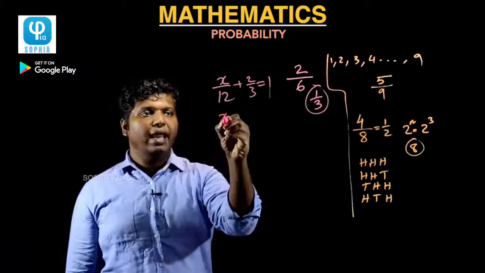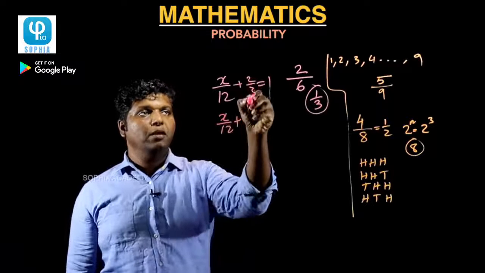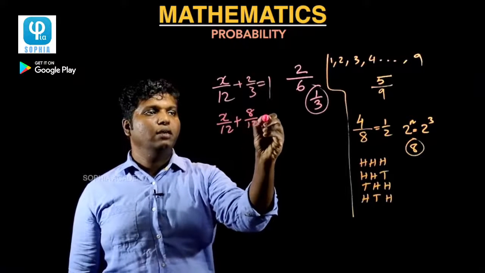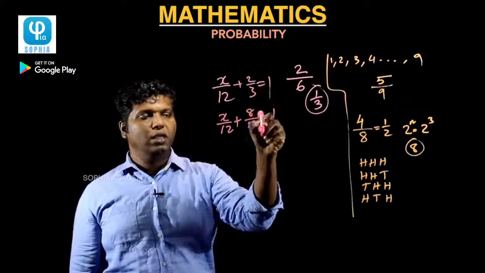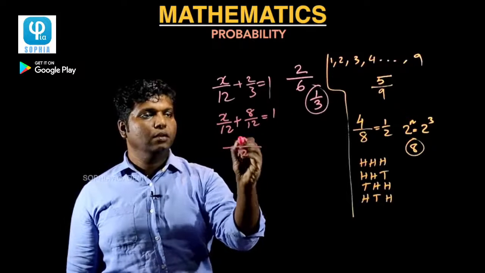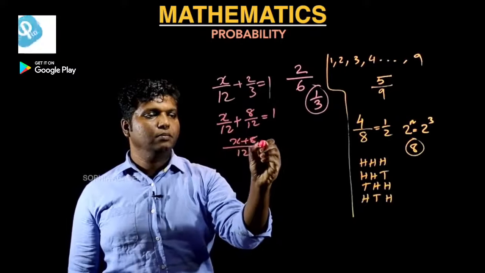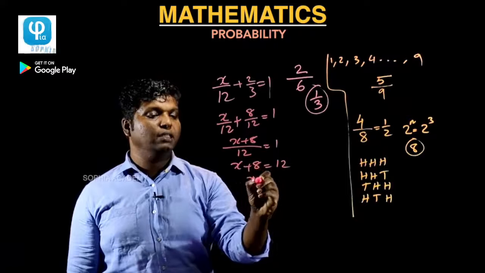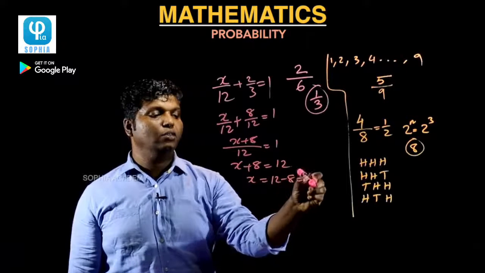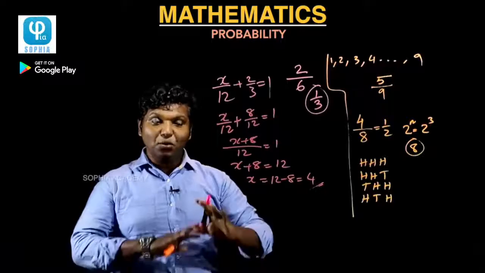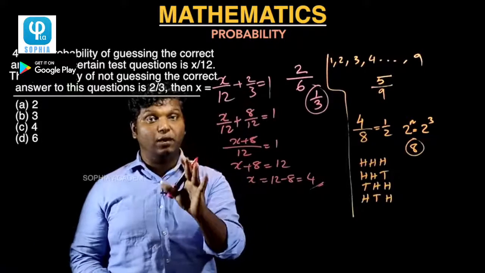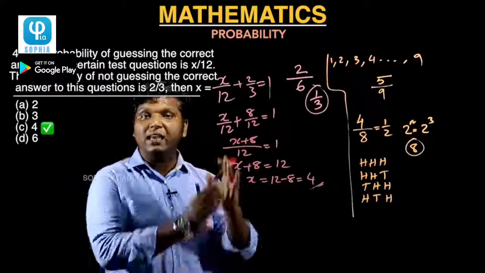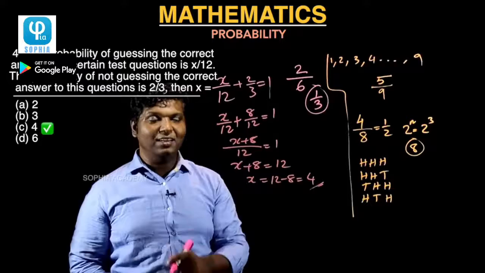So this will become x by 12 plus, multiplying both the numerator and denominator by 4, you will get 8 by 12 is equal to, here it is 1. So keep it there. Taking x plus 8 is equal to 1, cross multiplying, you will get x plus 8 is equal to 12. Now tell me what is x? It is 12 minus 8 and that's equal to 4. Isn't it? So 4 is the right answer, the value of x, that is the thing which you have to find. The options given are 2, 3, 4 and 6. So option C, 4, is the correct answer.